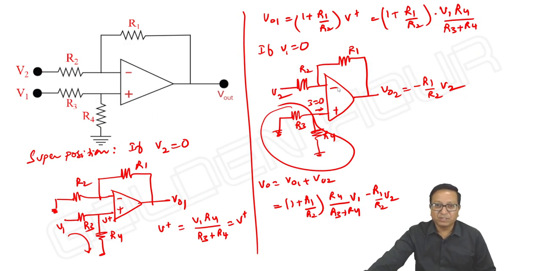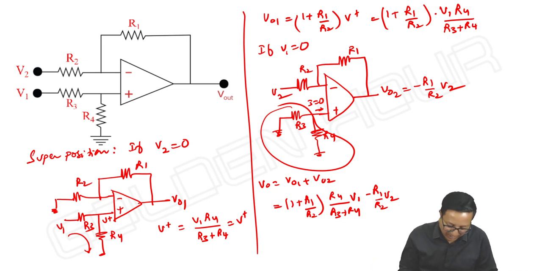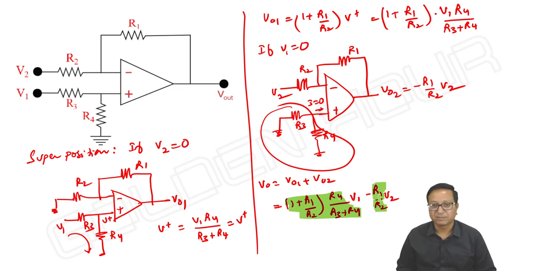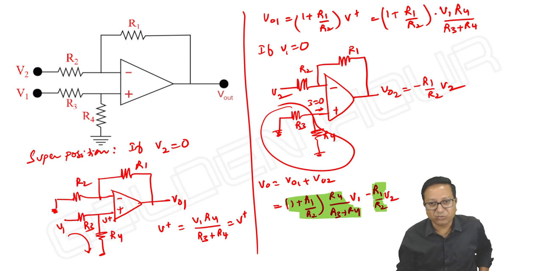But here there is a scope. Both V1 and V2 can be amplified by the same factor. Means the amplification factor of V1 and amplification factor of V2 can be same. Possible. Earlier 1 plus R1 by R2 cannot be equal to R1 by R2. But here R4 by R3 plus R4 is present, hence it is possible.